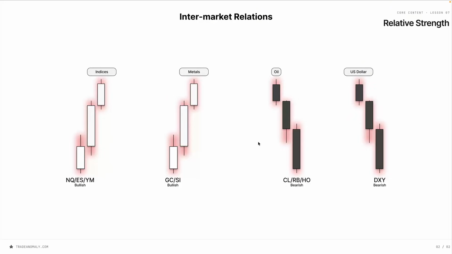If I see that oil is extremely bearish, right, and I'm not so sure of the bias for metals, I'm going to lean bullish because oil is really bearish. So you get how I'm kind of using this. I'm not using intermarket SMT or anything like that. I'm just using it for strength and weakness for a given market.